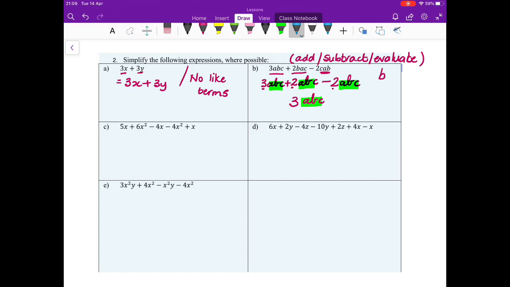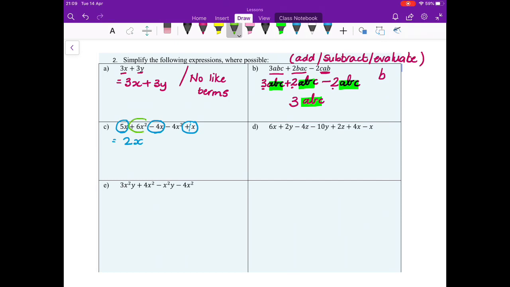Right, let's look at the following one. I've got an x term, and I've got a negative 4x, and I've got another x term. So I'm dealing with the family of x's, or the x term. So I write down x, and now I work on the coefficients of those variables. So 5 minus 4 is 1. Remember invisible 1. 1 plus 1 is 2x.